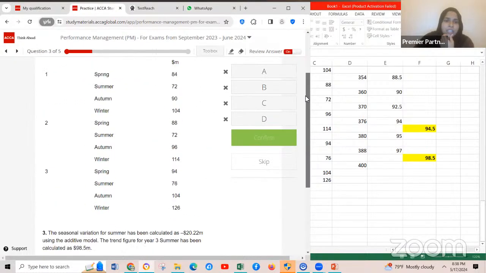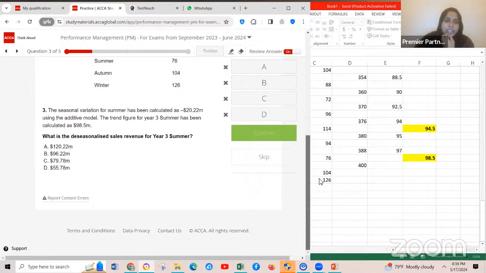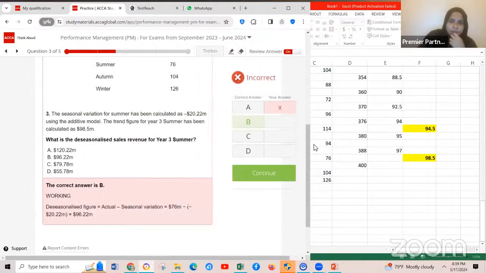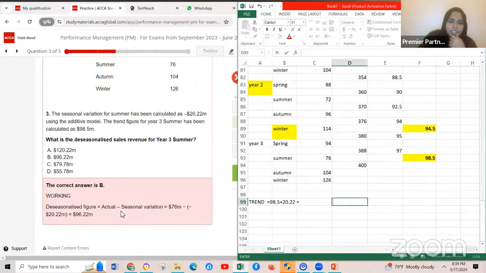Hotel sales revenue for the last 3 years are as follows. Seasonal variation for summer has been calculated as 20.22 using the additive model. The trend figure for year 3 summer has been calculated as 98.5. Let's see. Deseasonalized figure equals actual minus the seasonal variation. Isn't that what I did?